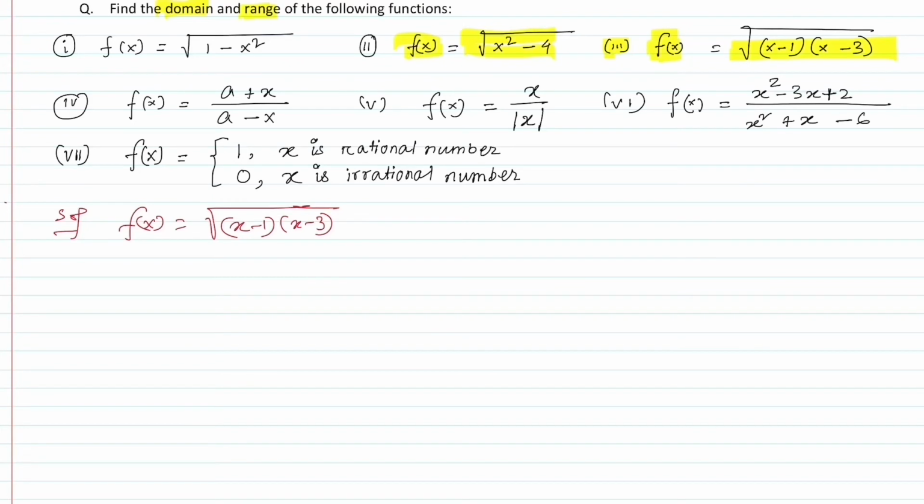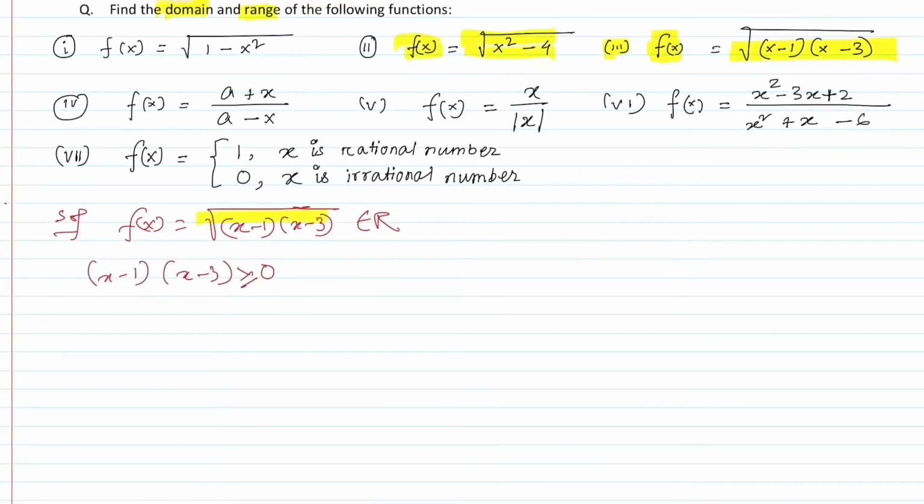Here you see, it will belong to R if x minus 1 into x minus 3 is greater than or equal to 0. Otherwise this value cannot be a real number, so it must be greater than or equal to 0. In this case it will be greater than or equal to 0 if x minus 1 and x minus 3 are both positive or both negative, and it will be equal to 0.